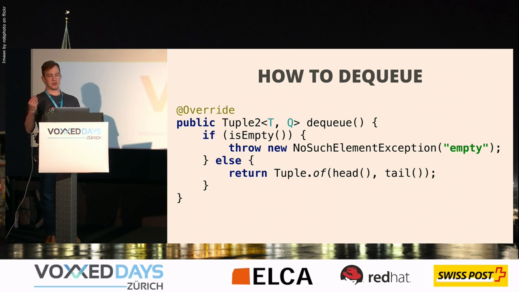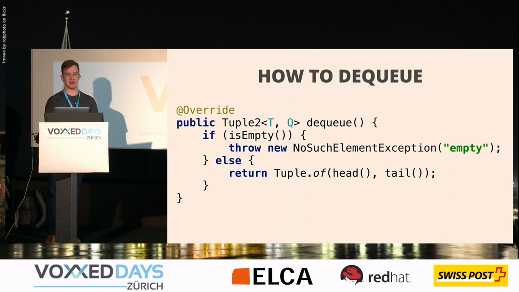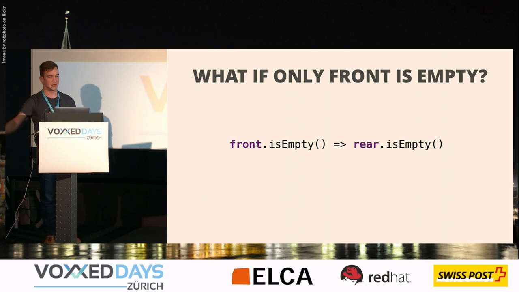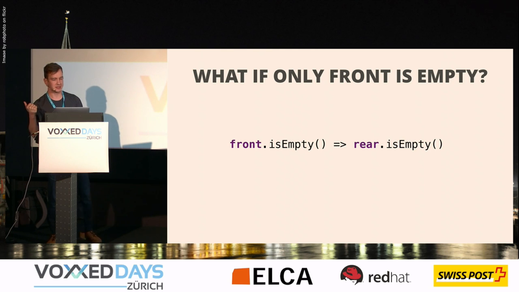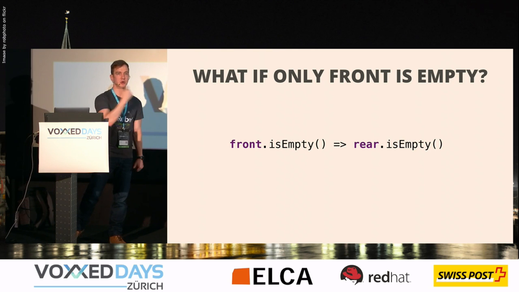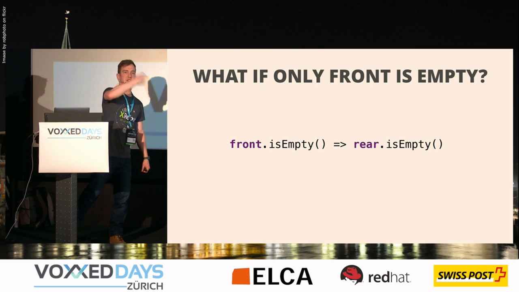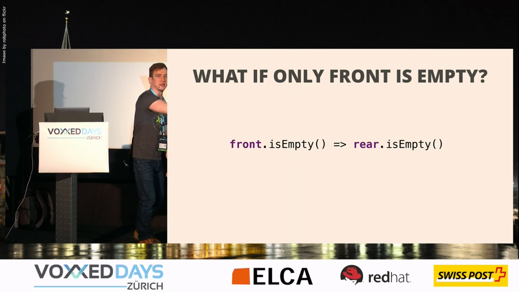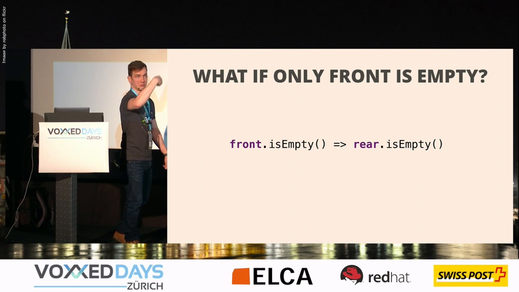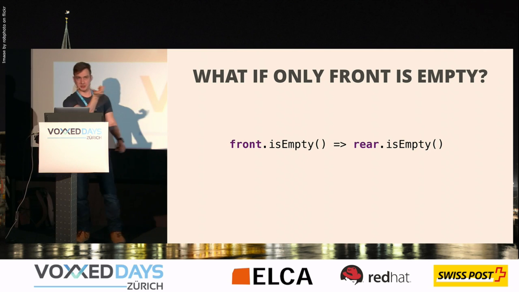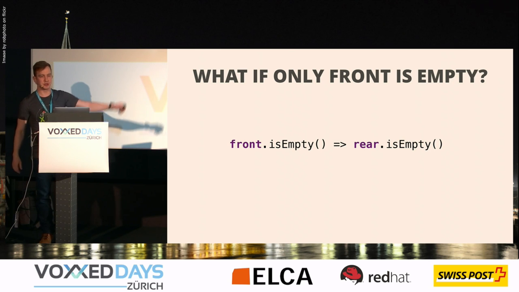How is that good? How can we do that? If our collection is empty, we use a mask to ensure that there are invariants. We would like our queue to be such that when our front is empty, we should know that the rear is also empty. Because if we just consume the elements from the front, then at some point we have to start consuming the elements in the rear from the back, because it's a reverse list. So we need to ensure the invariant.